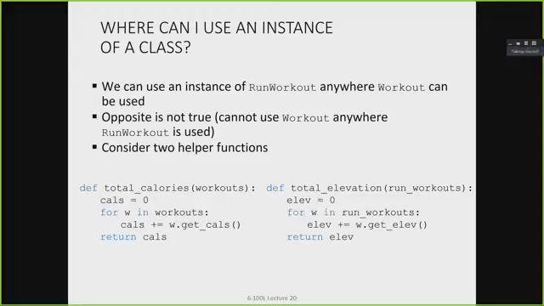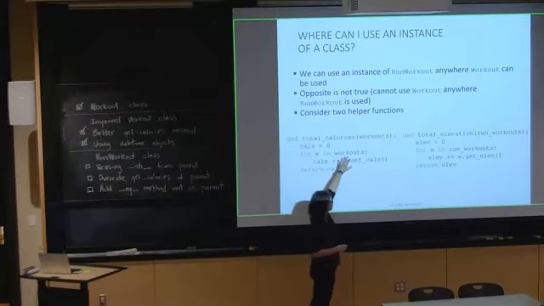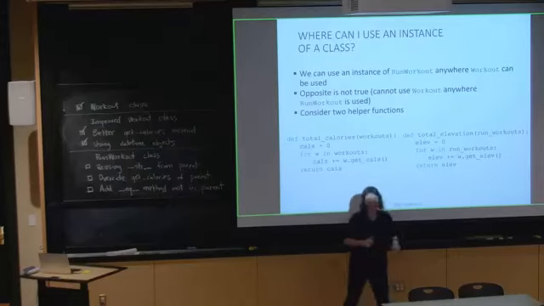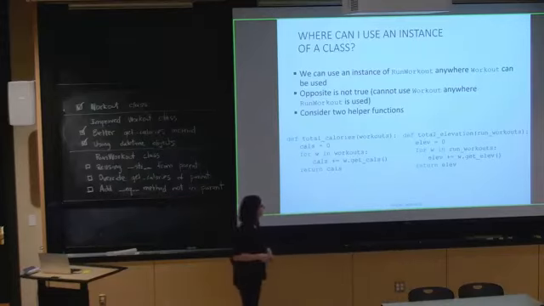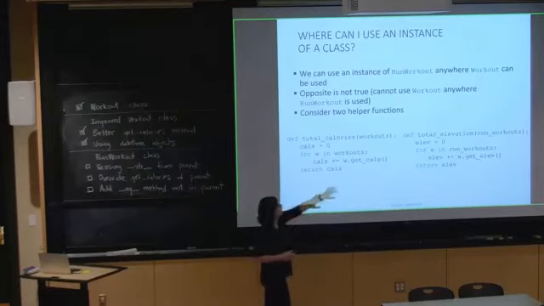So let's think about these two helper functions. This one calculates the total calories given a list of workouts, and this one calculates the total elevation given a list of workouts. The code looks very similar for both.